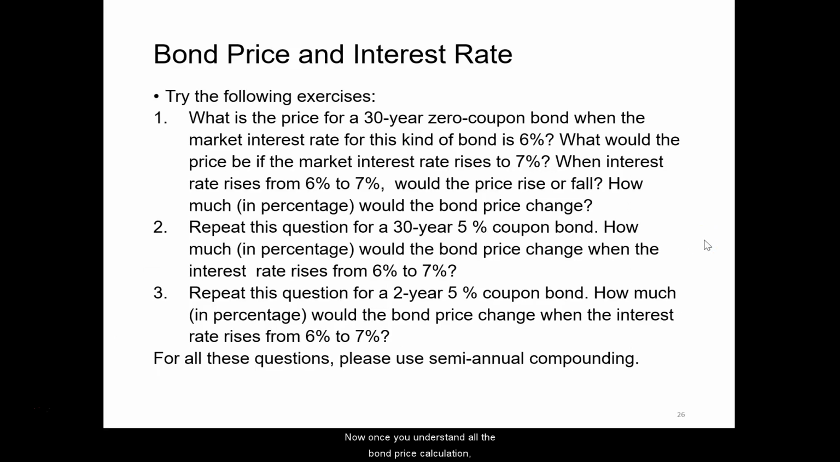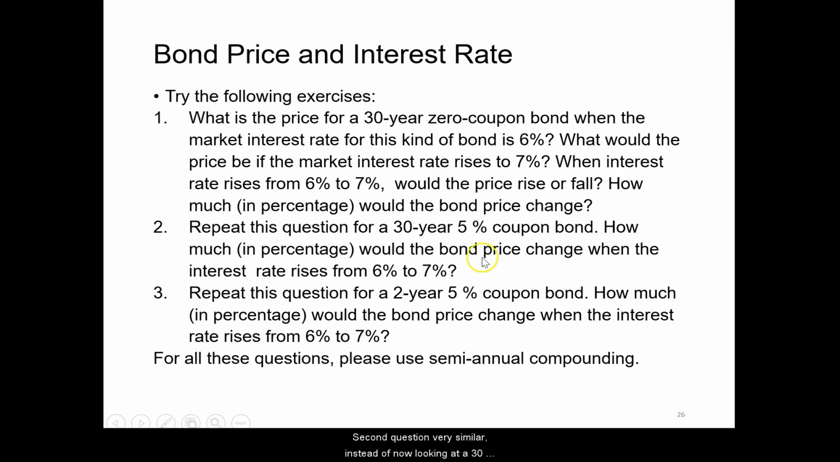Now, once you understand all the bond price calculations, try the following questions. Calculate the price of the 30-year zero coupon bond when the discount rate is 6%. And then calculate the price for the same 30-year zero coupon bonds, but your interest rate now is not 6%, but 7%. Look at your results, see if the price has gone up or down when your interest rate goes up from 6% to 7%. You can also find out what is the change, or say how much in percentage has the price changed.